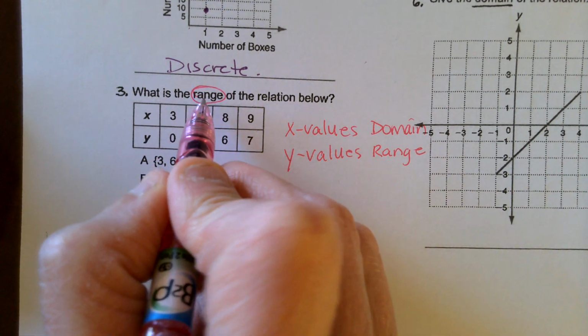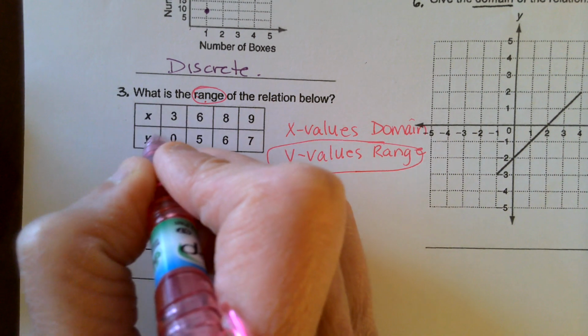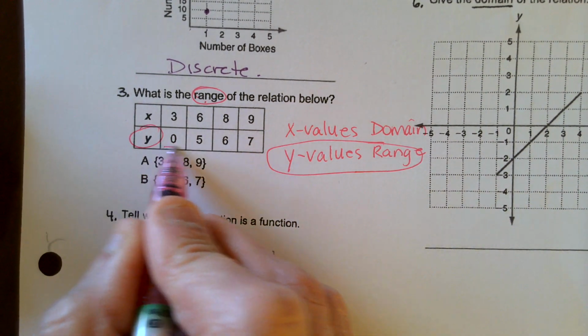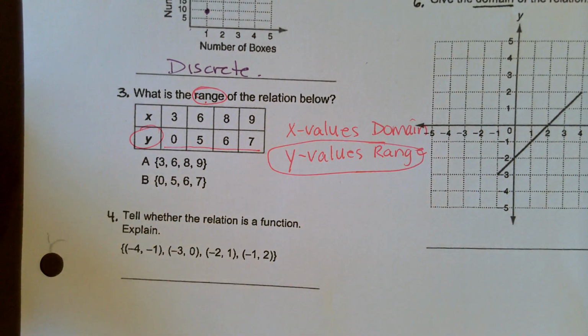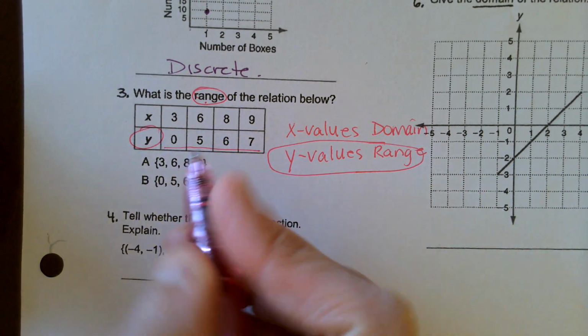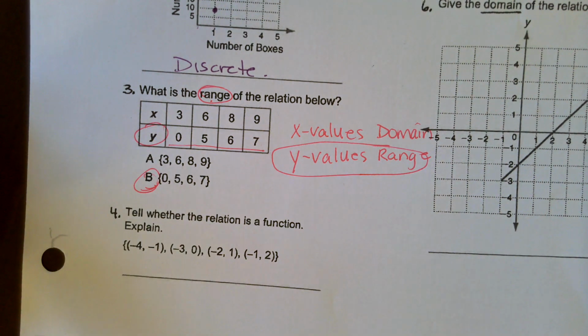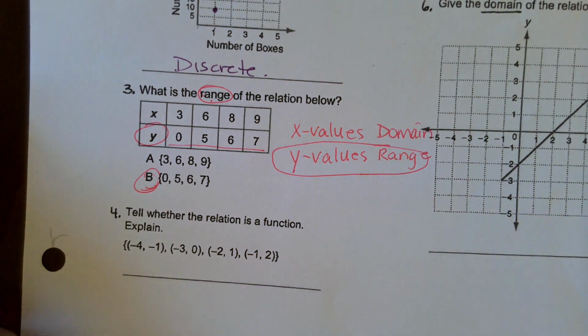So I am looking for the range. Make sure you put the correct one. So I am doing the Y values, and that's these. And then I list them all separately because I am given 4 separate values. So 0, 5, 6, 7, and that would be this. Tell whether the relation is a function.